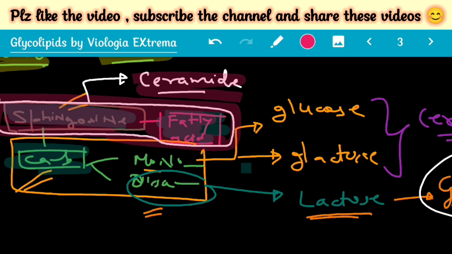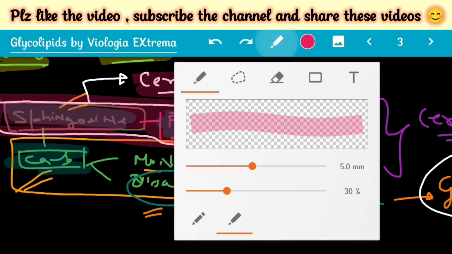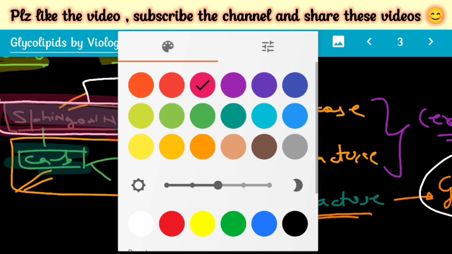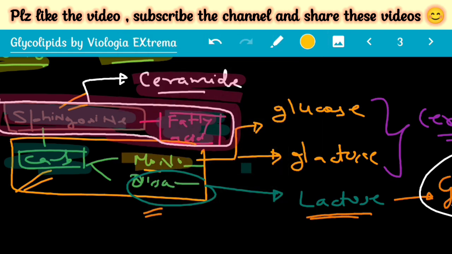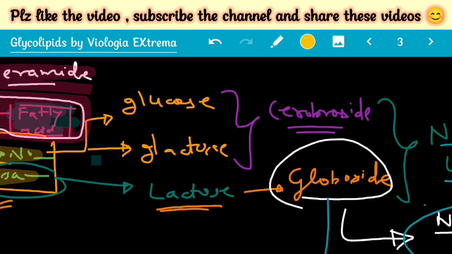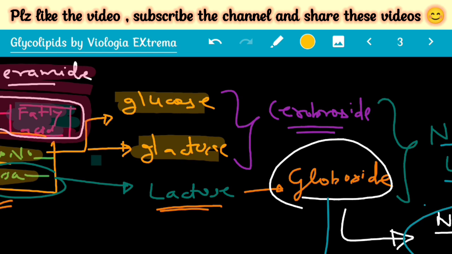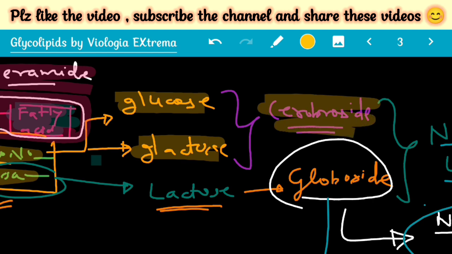Now the carbohydrate can be a monosaccharide, or it can be a disaccharide. So let's start with the monosaccharide one. If the monosaccharide is glucose, or it can be galactose. If we are using a monosaccharide, then we are getting a cerebroside. In this case we used two examples, glucose or galactose.